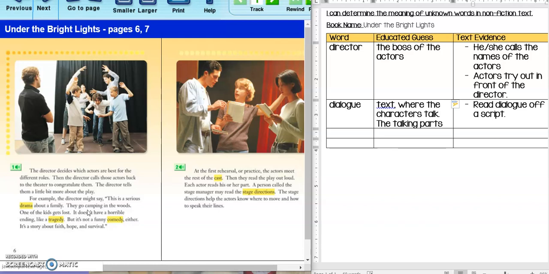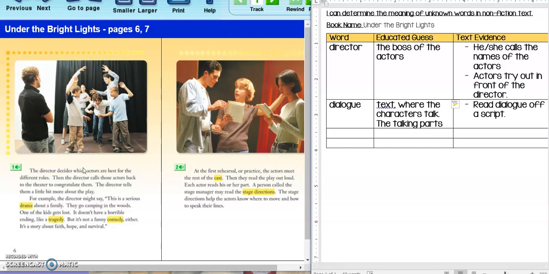Alright, cool. So I want you to think about which one of these words, if any of them, seem a little troublesome to you, and then I want you to pause the video and take one of the words on a sheet of notebook paper and make an educated guess and text evidence about that. Pause the video now. Alright, if you have paused your video and you are picking back up, that's awesome.